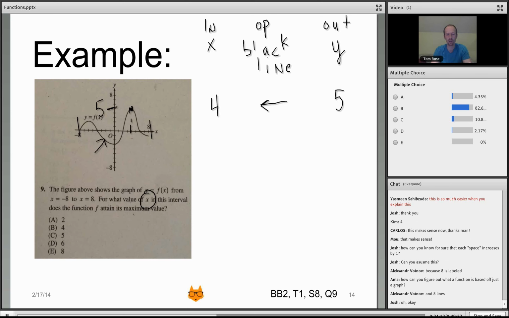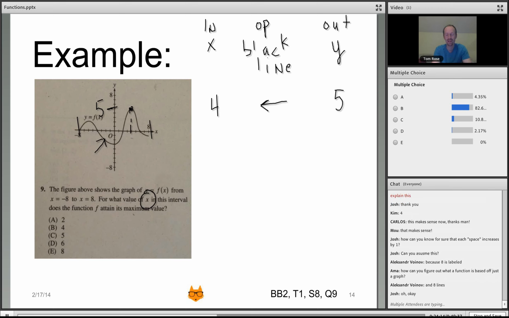Yes, I agree with you that it is not watertight that is true. But the test will expect you to make that assumption, that the lines are evenly spaced.